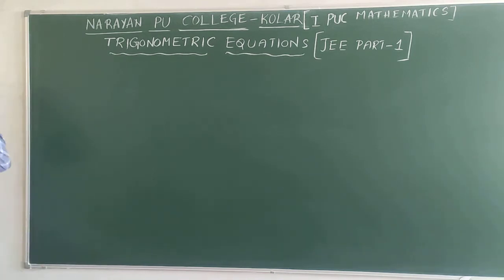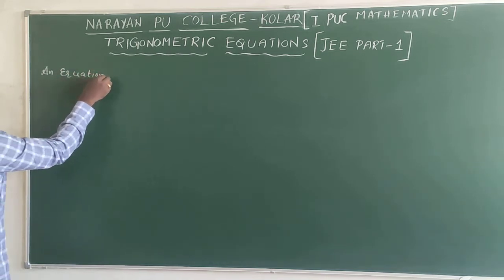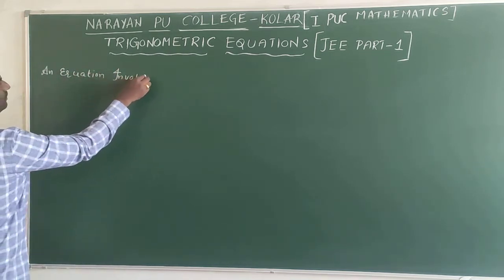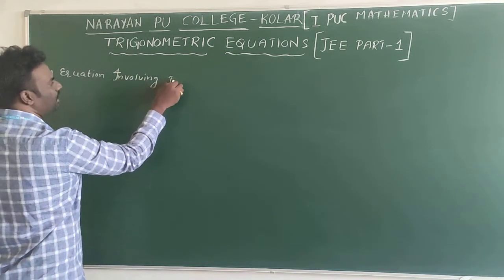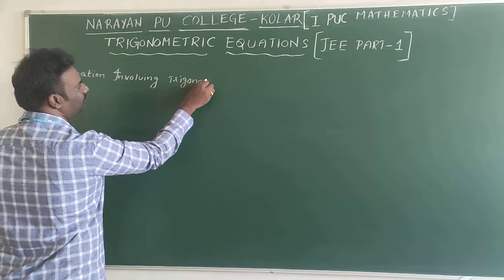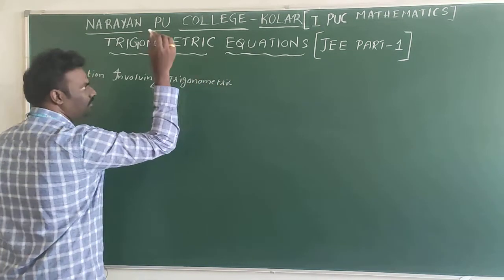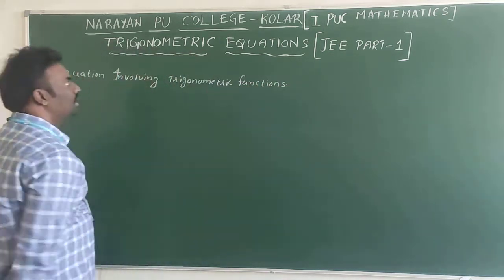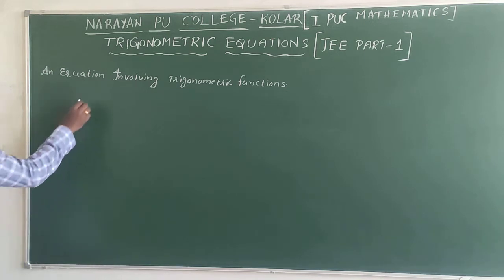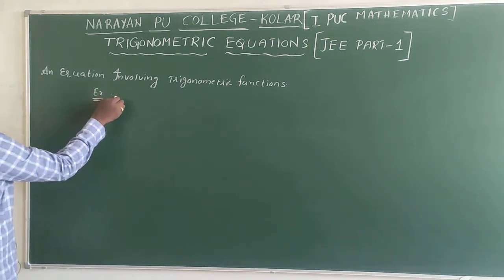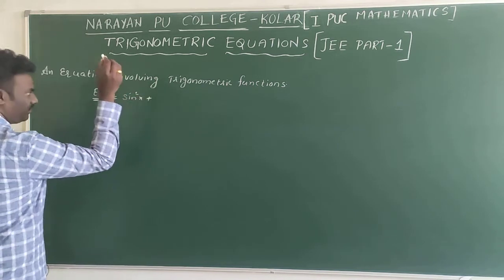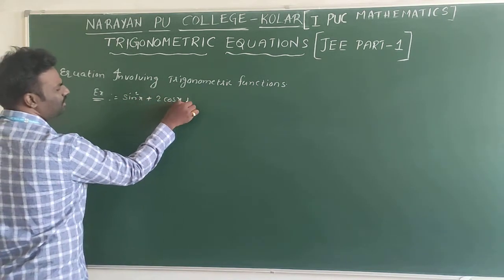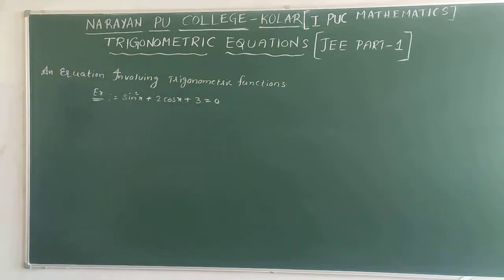So what is trigonometric equation? An equation involving trigonometric functions or ratios. This is called trigonometric equation. Example, sin square x plus 2 cos x plus 3 equals to 0. So this equation involving trigonometric functions.